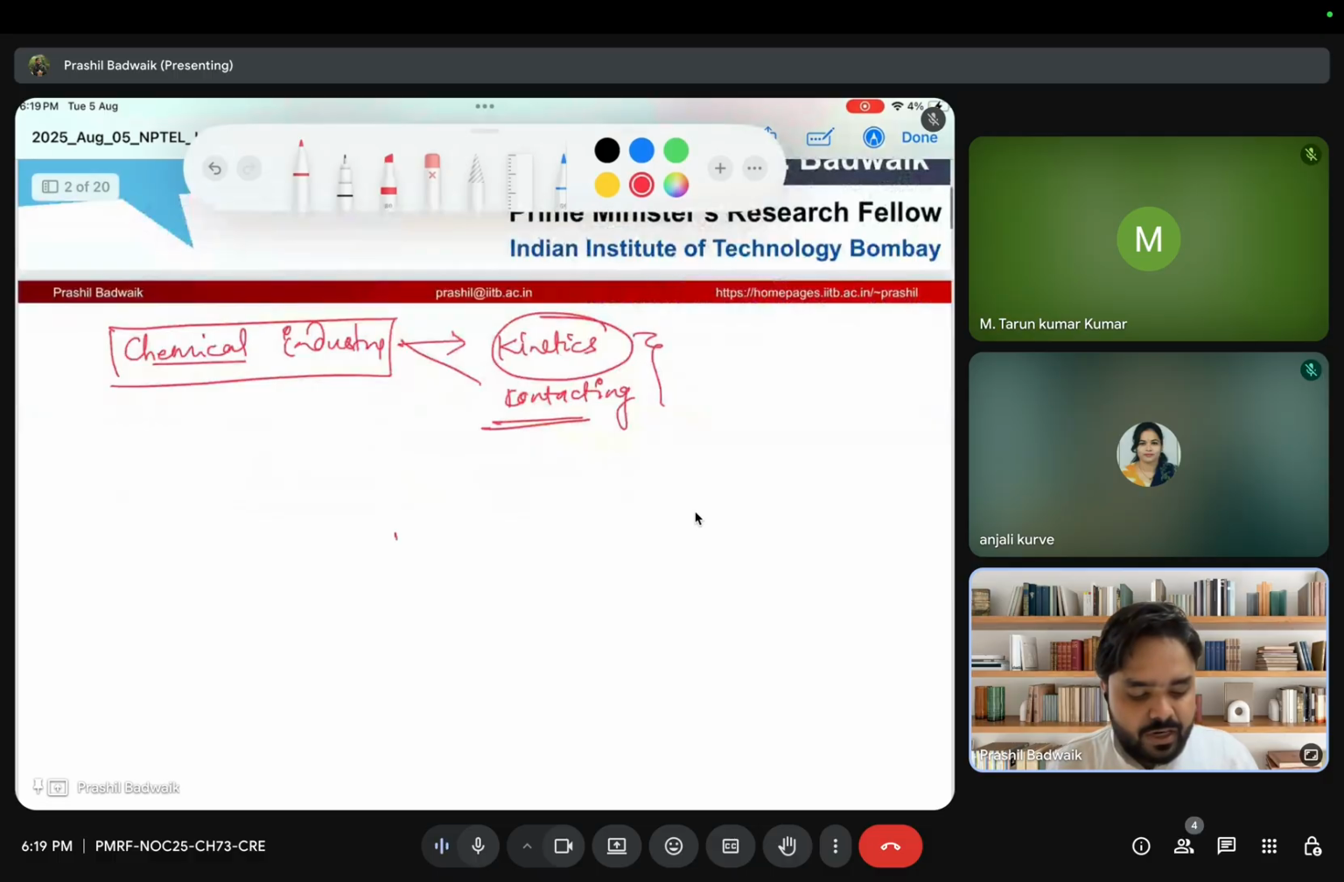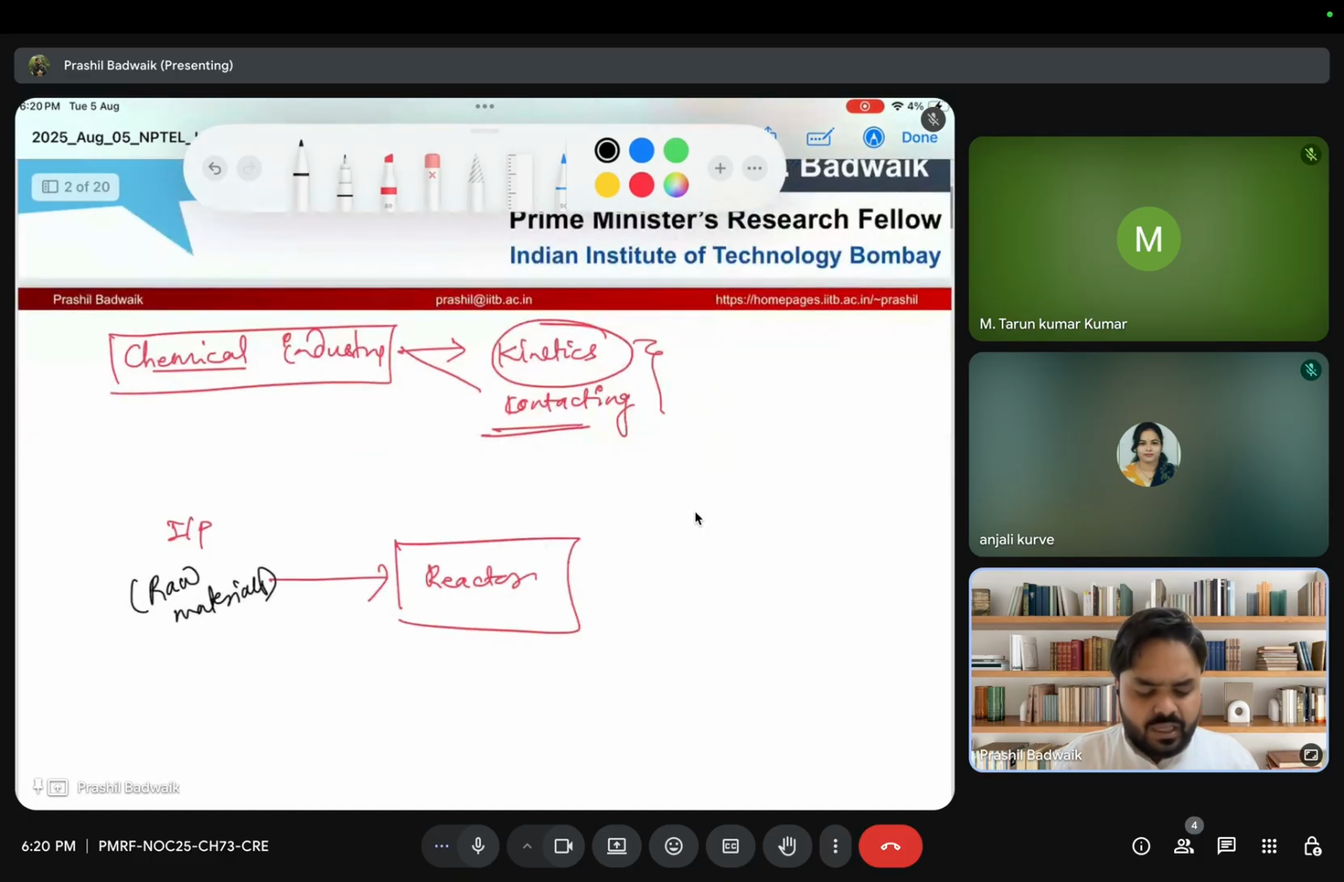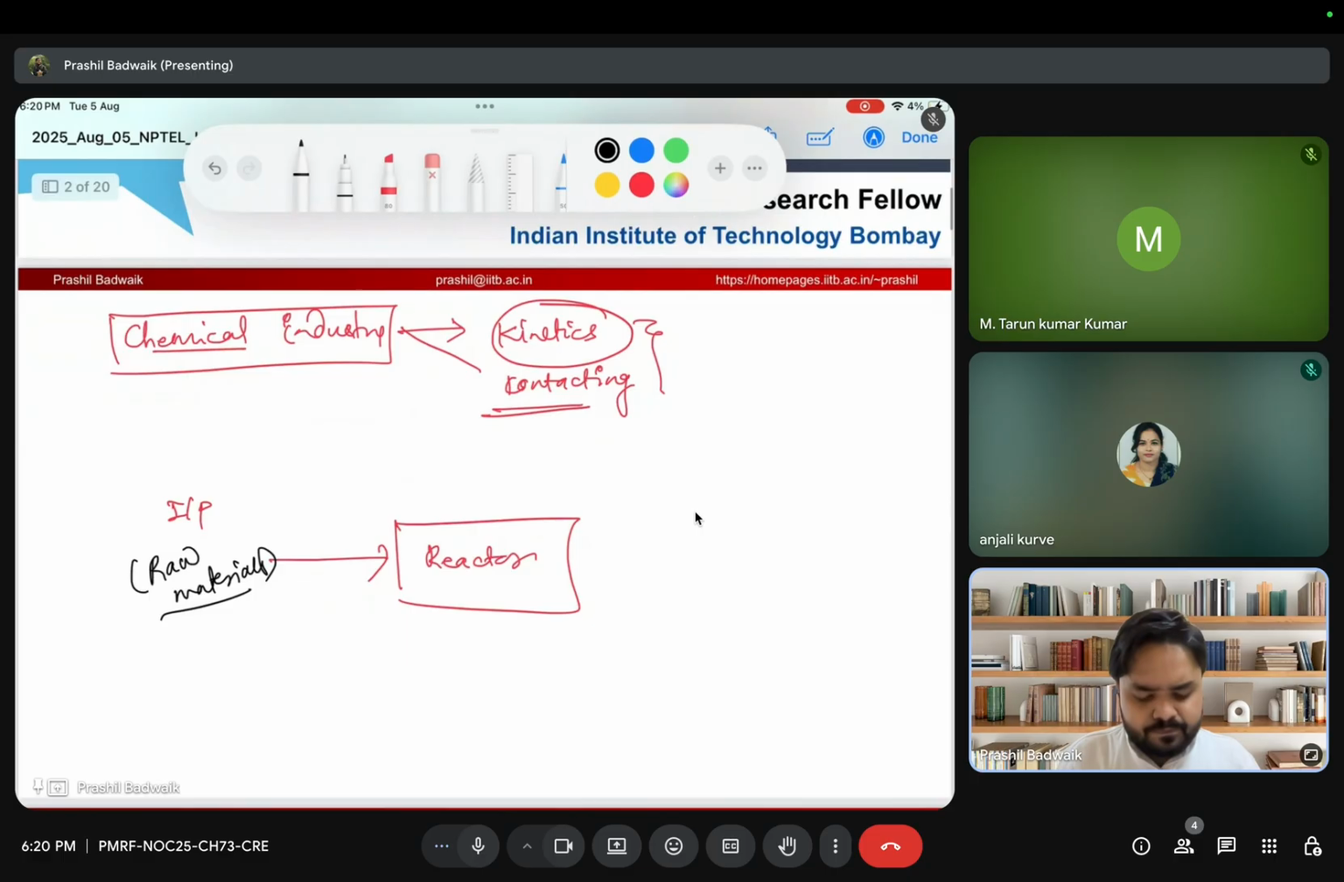So we draw something like this. We have a reactor in a chemical industry. There will be input to this reactor, for example raw materials, and these materials need to be purified, right? And such processes are called unit operations. Then in the reactor there is a chemical reaction that is happening.